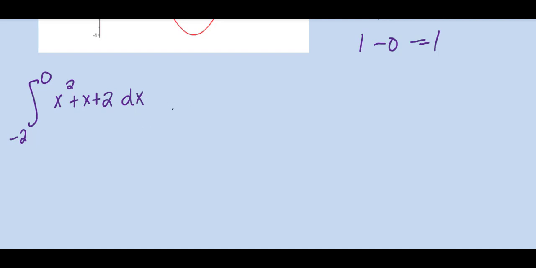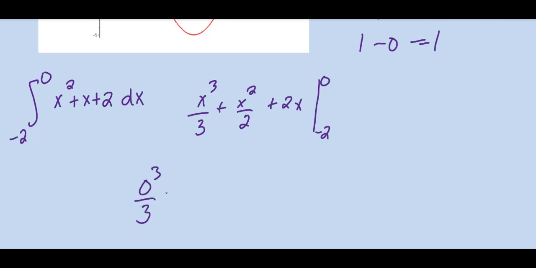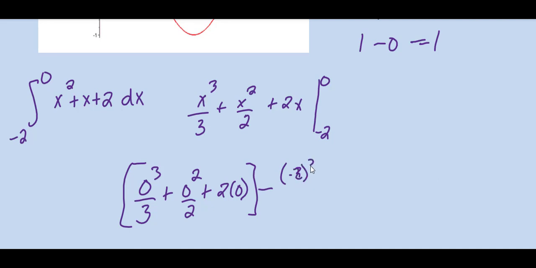So first things first, we must integrate. Find that antiderivative. So this should give me x cubed over 3 plus x squared over 2 plus 2x. And we want to integrate between our interval, or our limits, -2 to 0. They are bounded between those two numbers. So let's plug in. This is saying 0 cubed divided by 3 plus 0 squared divided by 2 plus 2 times 0, minus -2 cubed over 3 plus -2 squared over 2 plus 2 times -2.